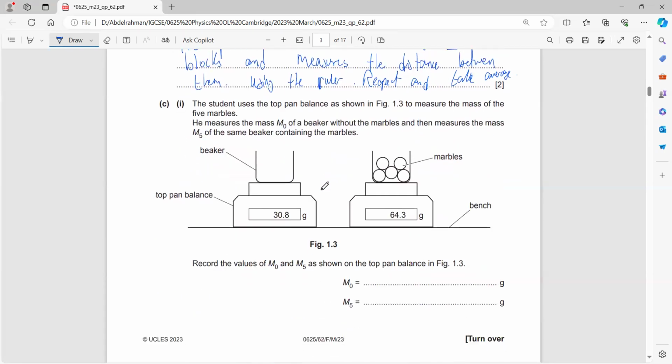The student uses the top pan balance, as shown, to measure the mass of the 5 marbles. He measures the mass M0 of a beaker, and then the mass of the 5 marbles. Record the readings. Okay, this is quite easy. 30.8 and 64.3.